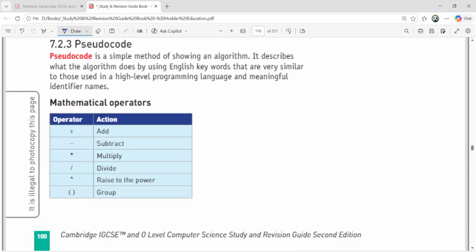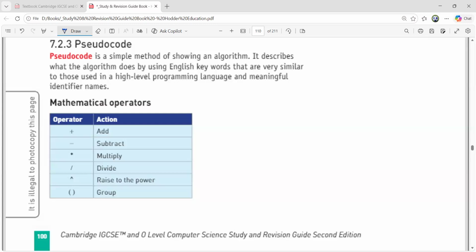So everything that you are using for your own self in your program, that is called an identifier. It includes variables, constants, array names, procedure names, function names, they all are identifiers. So whenever you are making use of these things to write a program that will be similar to a programming language, then that will be called pseudocode. Pseudocode means a false code.